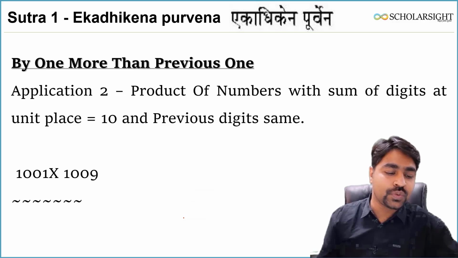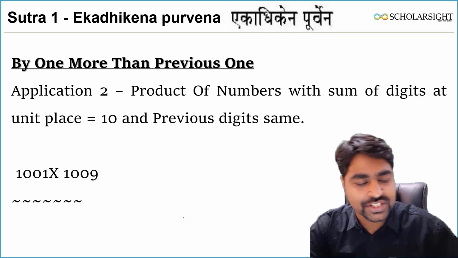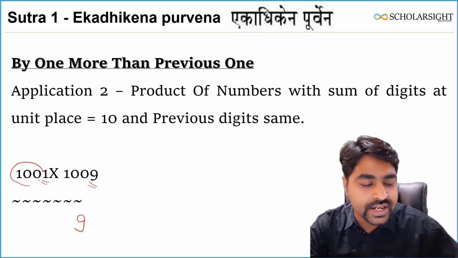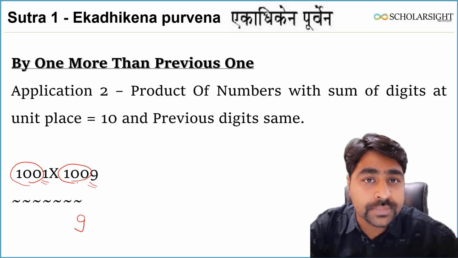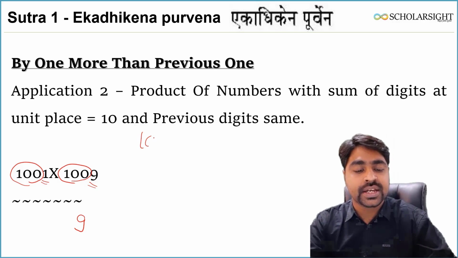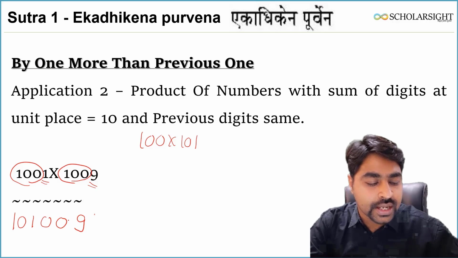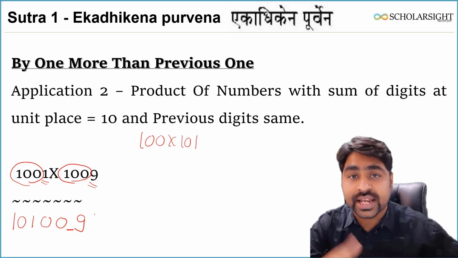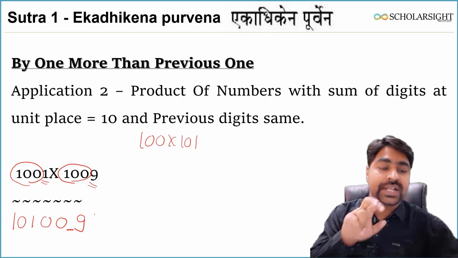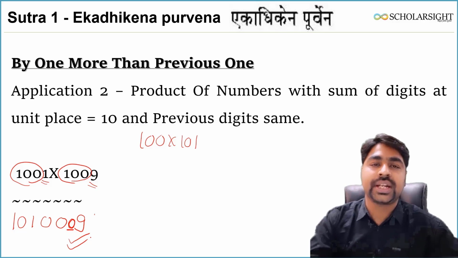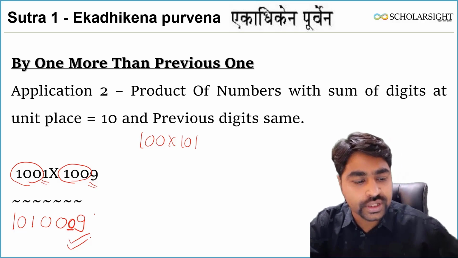Now let's do one 4-digit number multiplication. So 9 into 1 is going to be 9, and 100 is common in both of them. So 100 multiplied by 101 is going to be 101 and 2 zeros. But here 9 into 1 was 9, but we needed to do it in 2 places, so 1 more 0 would be there. That is the only thing you need to be taking care of, okay?